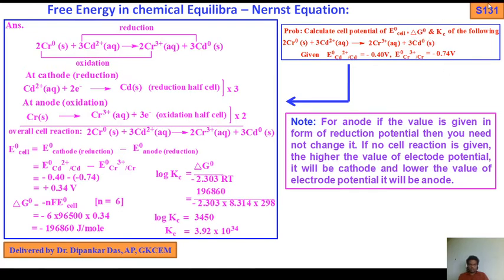The remaining number 2 is ΔG°. We have established the relation: ΔG° equals minus nFE° cell. So n equals 6, from this 3 into 2, 6. F is 96,500, E° cell 0.34. From this calculation we get ΔG negative, so that's why it is a feasible, spontaneous reaction. So minus 1,96,860 joule per mole. We get the value of ΔG°.